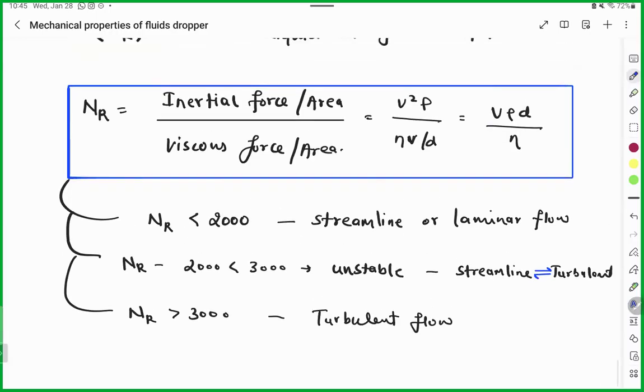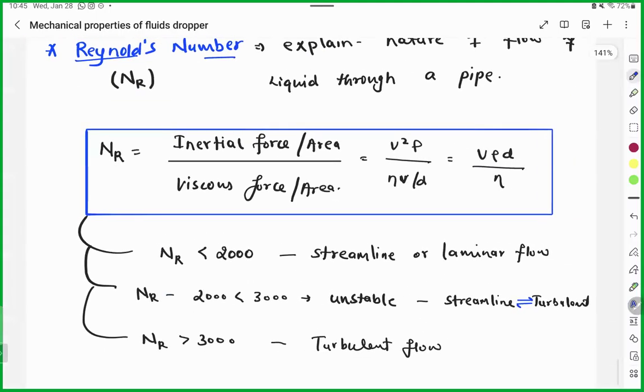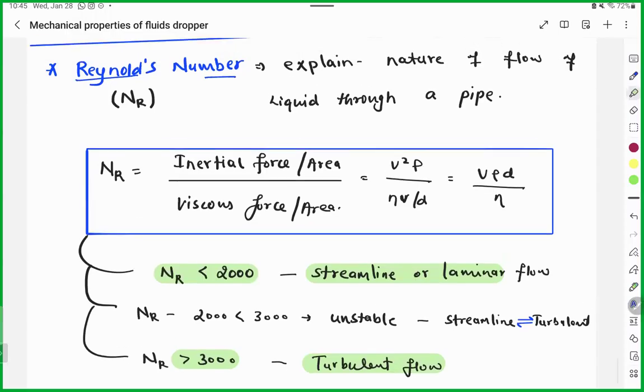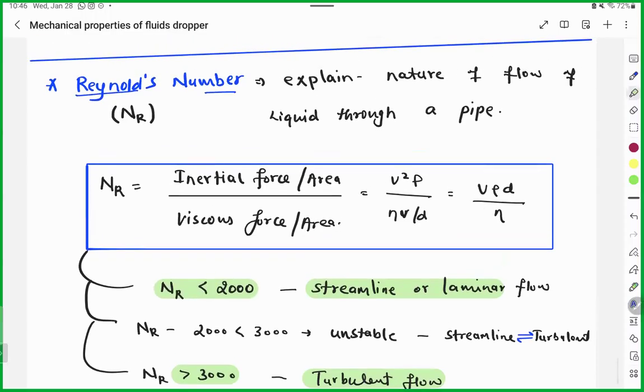That's all. The Reynolds number was enough. It explains the nature of flow. If it is less than 2000, streamline or laminar; more than 3000, it is turbulent flow. Got it, guys? Yes, sir.